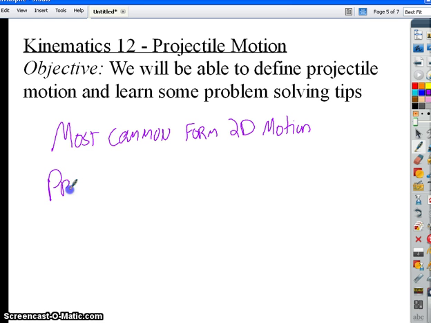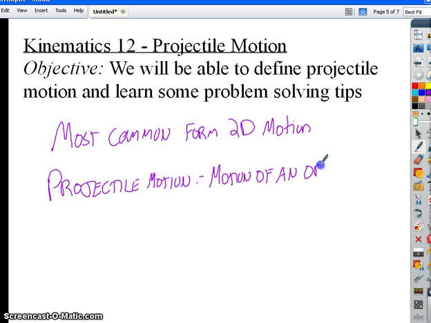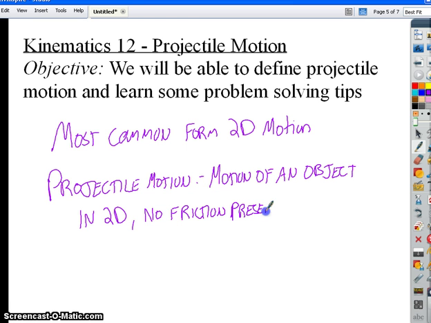Projectile motion is motion of an object in 2D where there is no friction present and the acceleration in the y direction is equal to gravity and the acceleration in the x direction is equal to 0. Okay, so I will break these down and you will understand what this means.